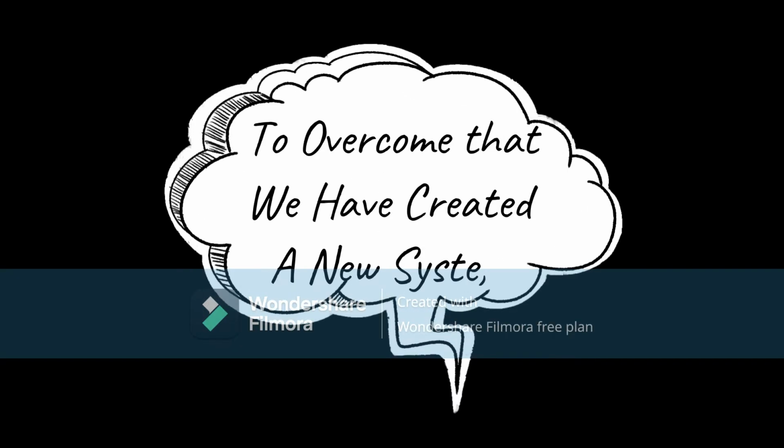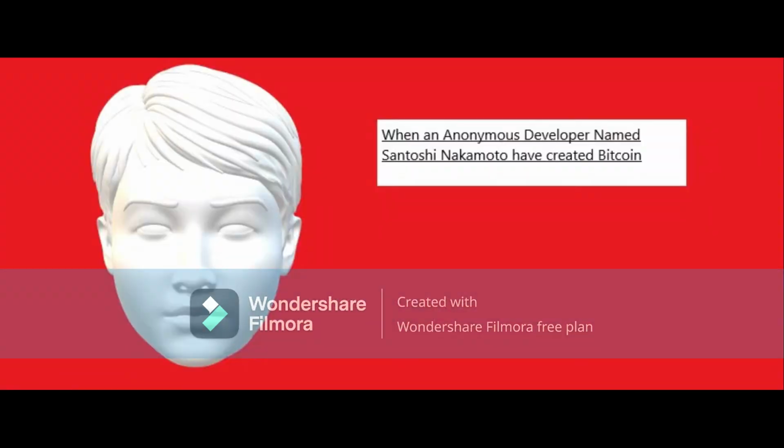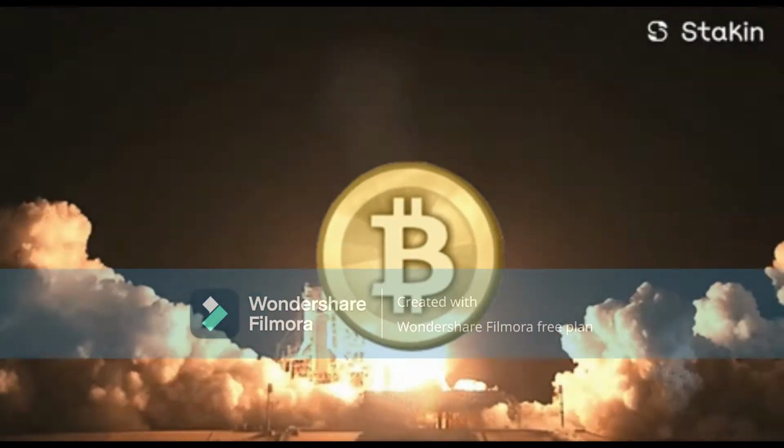anytime. So to overcome this problem, we have created a decentralized system which is accessible by all through all the networks and next to impossible to tamper with the database. The concept of blockchain came in 1990 but was actually implemented in 2009 when an anonymous developer named Satoshi Nakamoto developed Bitcoin with the help of blockchain, and after that the cryptocurrency boom occurred.